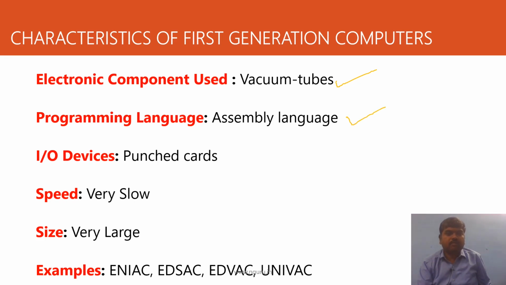Then the I/O devices: punch cards were used to give the job. When it comes to speed, it is very slow. As we know, it's very slow and very large. It used to occupy an entire room. Some examples are ENIAC, EDVAC, EDSAC, UNIVAC, all these.